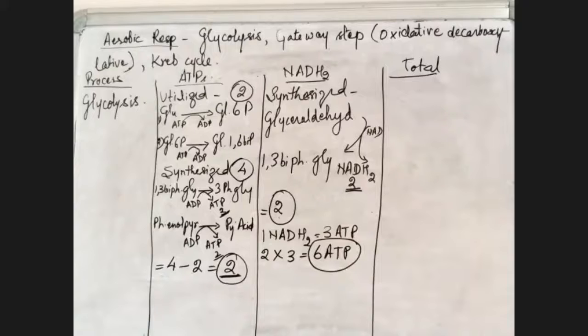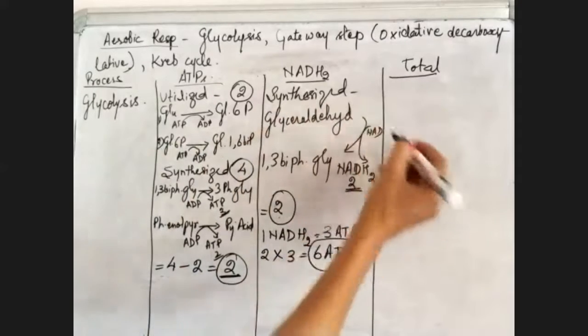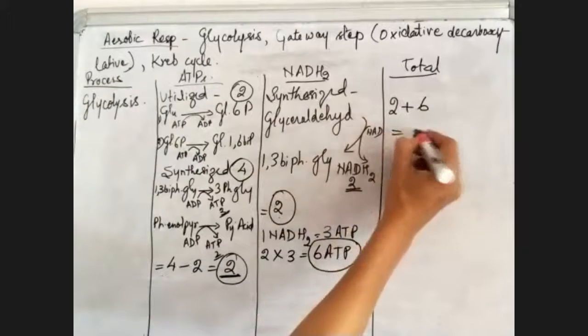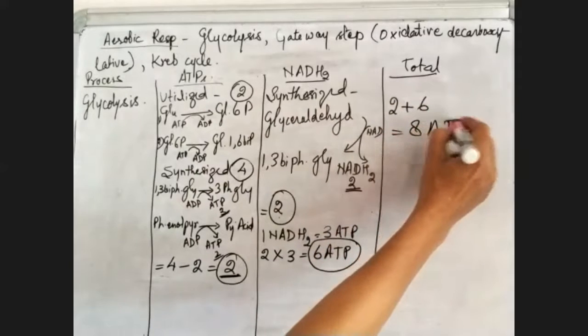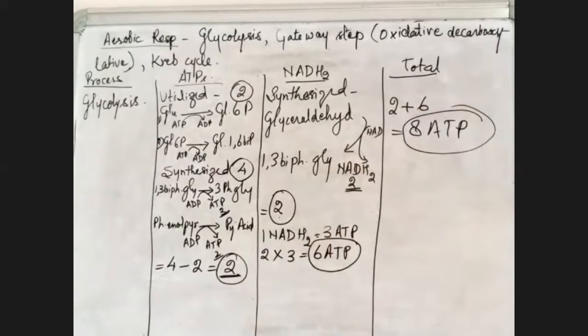So how many total? If we take the gross ATPs formed, it is 2 plus 6, equal to 8 ATPs. During the entire process of glycolysis, 8 ATPs were formed like this. Could you understand this? Is it clear, the number of ATPs produced during the entire process of glycolysis? Anything you want me to repeat?